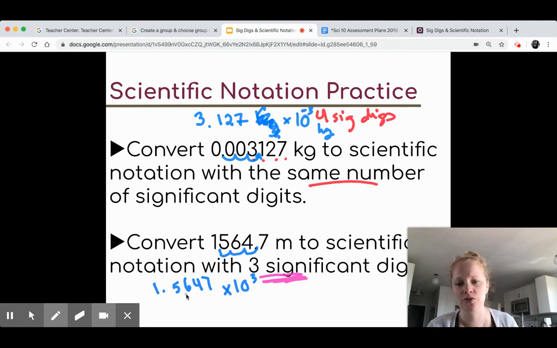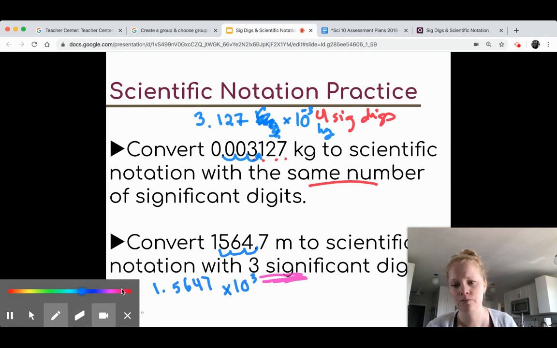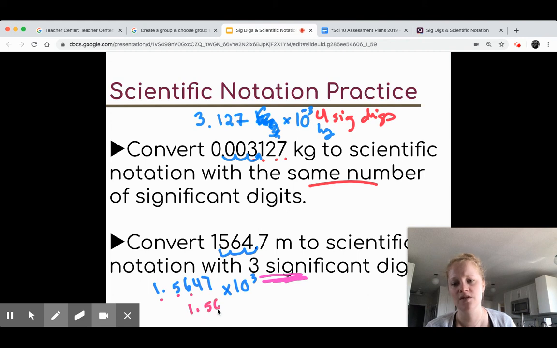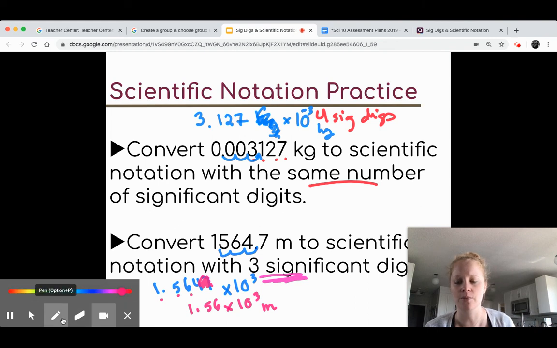Now, I only get 3 sig digs. So I only get 1, 2, 3, which means I have to get rid of these guys. 1.56, and that 4 means nothing to round, so see you later. Times 10 to the power of negative 3, and then throw my units in at the end.